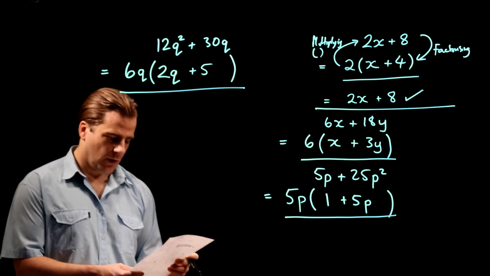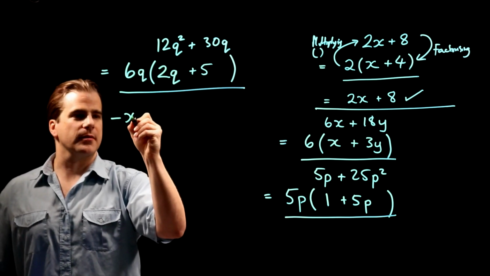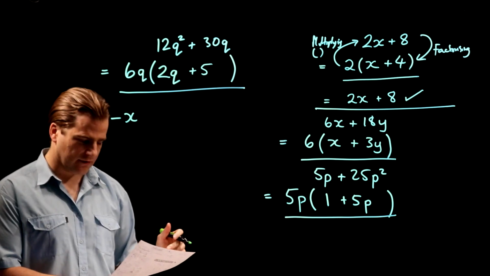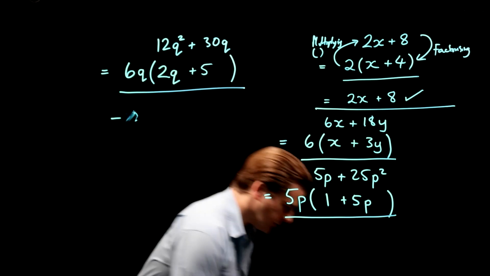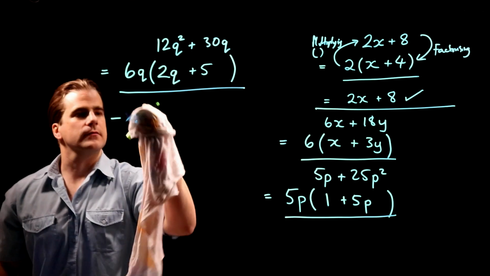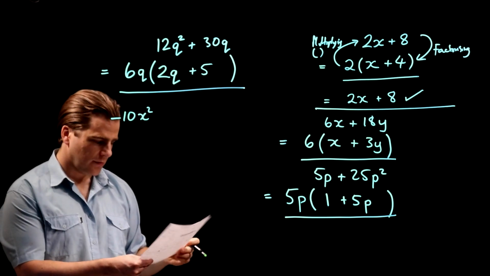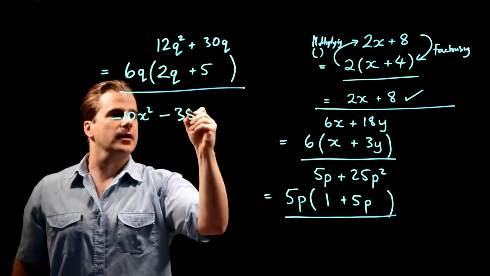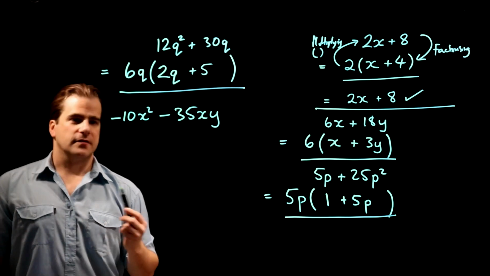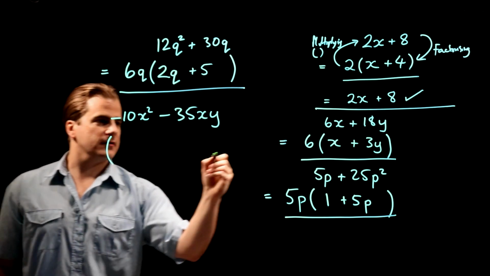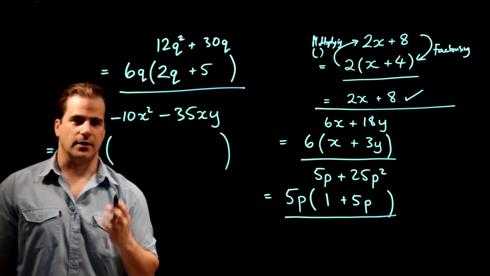Okay, one more example. Minus 10x squared. I'll try to get this one right from the beginning. And I've just failed then. Minus 10x squared minus 35xy. Okay, it's got a bit of everything, this one. So, as always, bracket, bracket, space, equals. Right, we can begin.